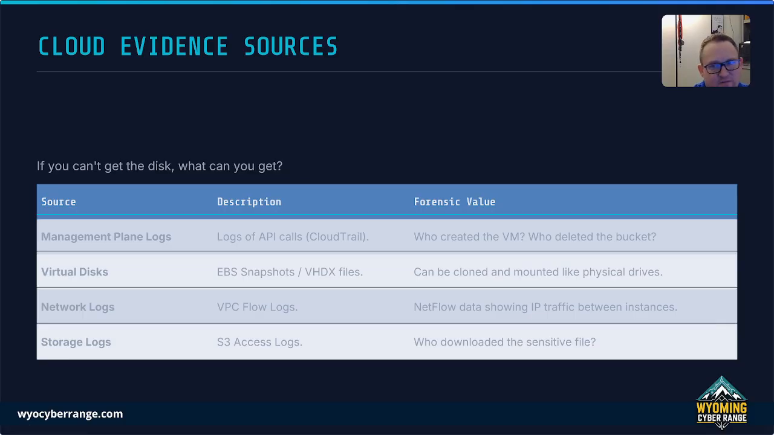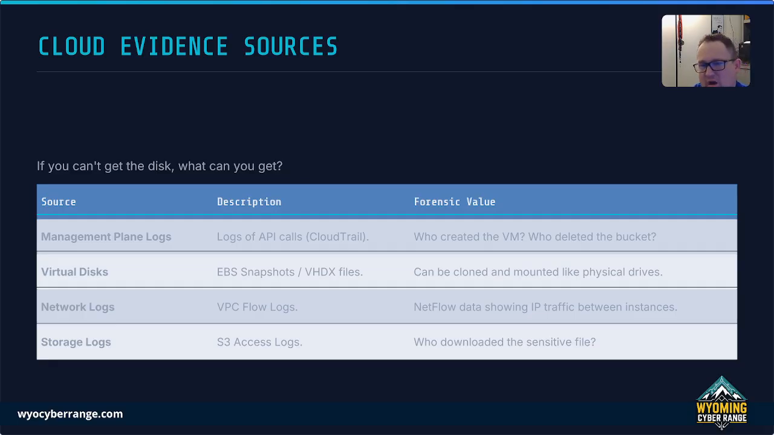Now, if we can't seize physical disks, what evidence can we get? Well, there are a few things. The first thing we can look at is the management plane logs. This could be CloudTrail in AWS, which records API calls. It tells us who created a VM or who deleted a storage bucket. It's a log of everything that's happened within the consoles of a cloud provider. Other things we can get are virtual disks, like EBS snapshots or VHDX files. These are virtual copies of hard disks that can be cloned and analyzed just like a physical drive.